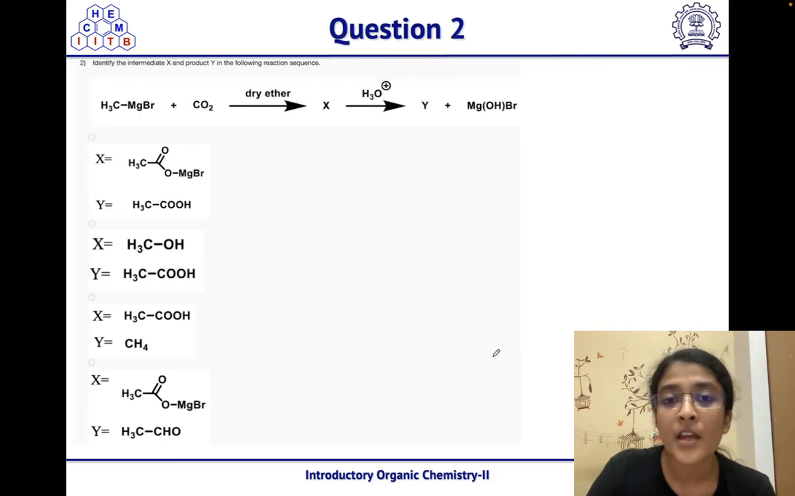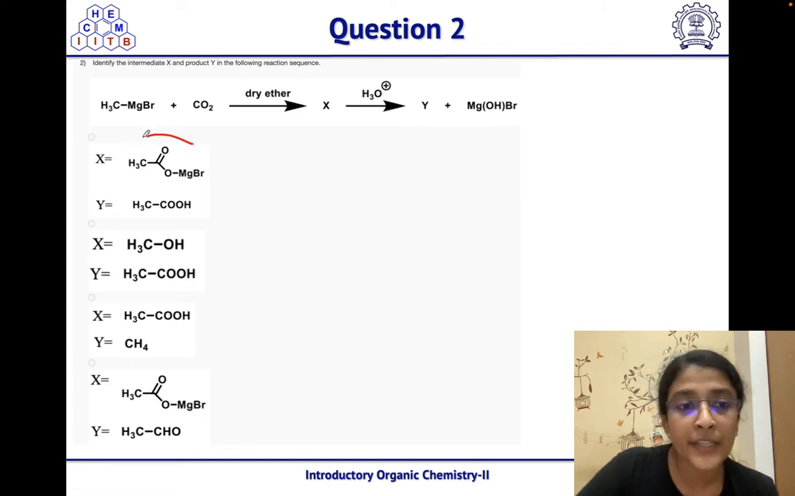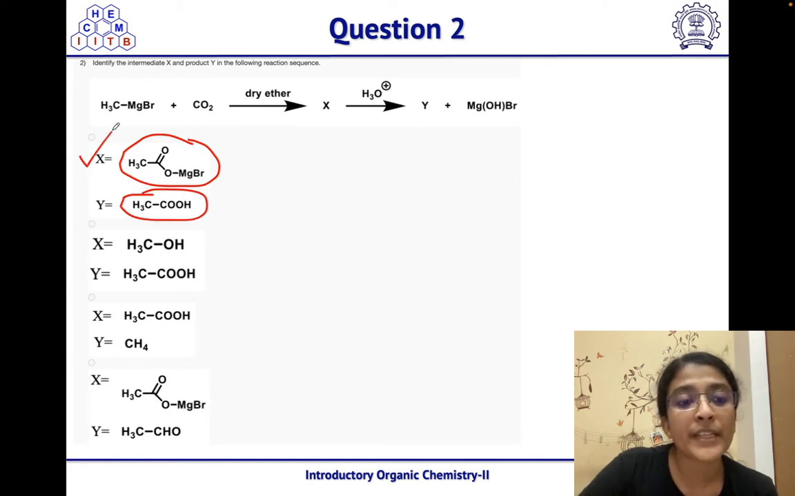Yes, ma'am. So the correct option will be, first we will get this intermediate CH3COOMgBr, and then upon hydrolysis it will give this acid. So this will be the correct option.